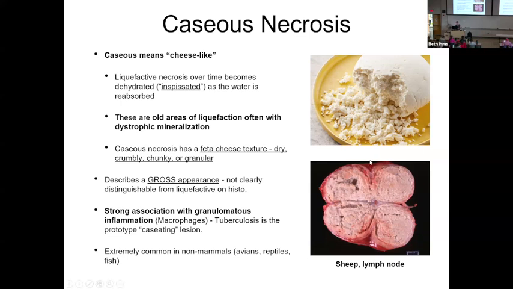If you look really close at this sheep node, it actually has a rim of fibrosis. This white tissue that's around it is fibrosis. So that tells me that this is a chronic lesion. This has been going on for weeks to months.